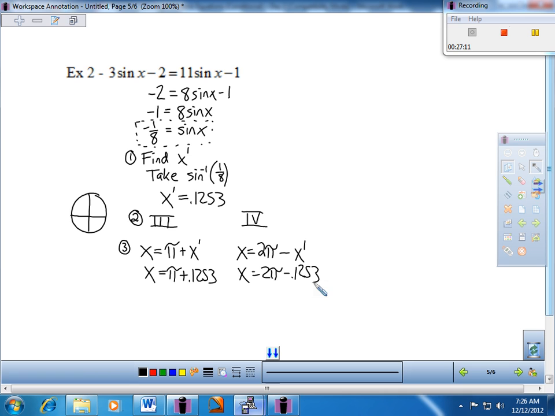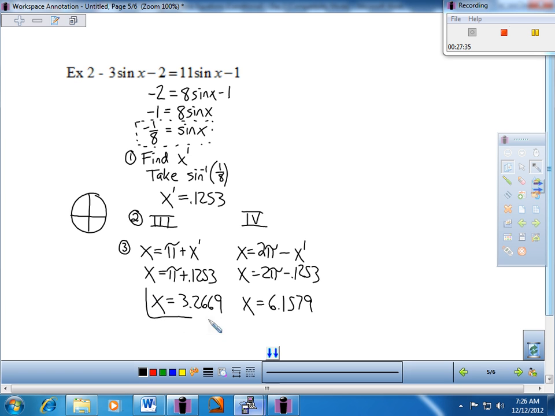Now you would grab your calculator at this stage and actually get these values. I happen to have a couple here. I'm going to ask us to go to about 4 decimal places for these, just for right now. So that would be one answer. And this would be the other answer. If I do 2 pi minus 6.1579.